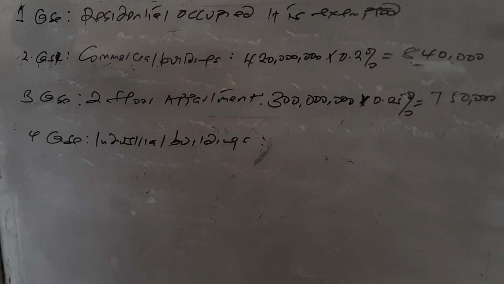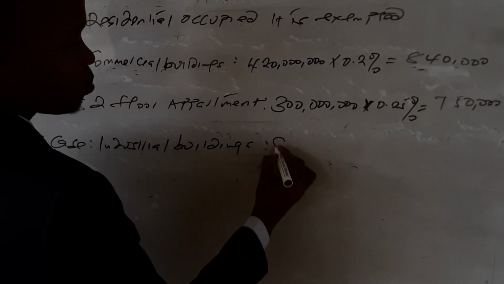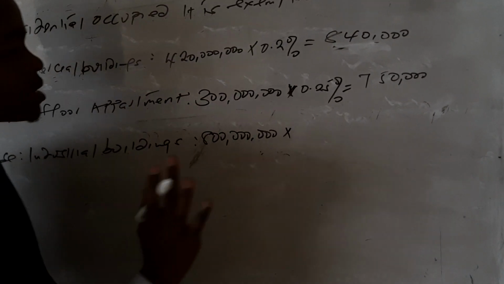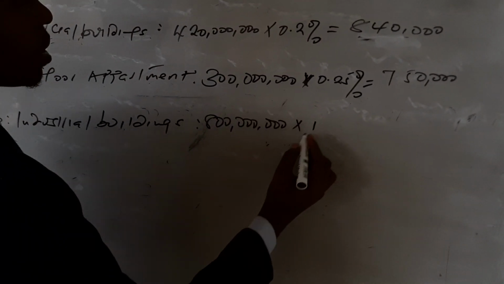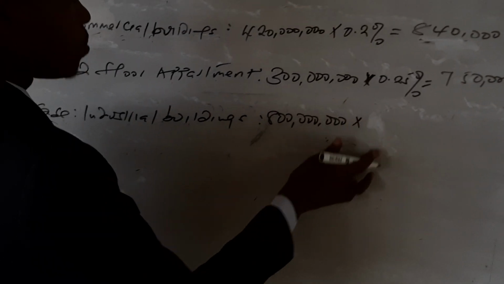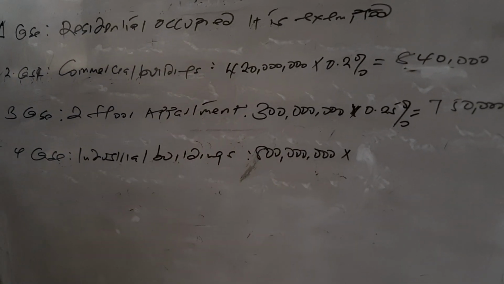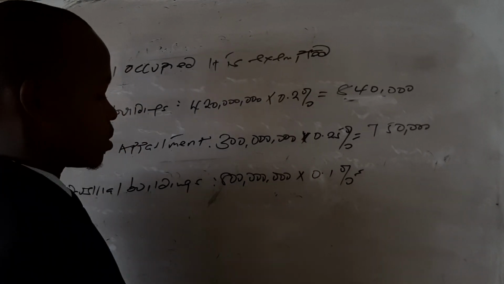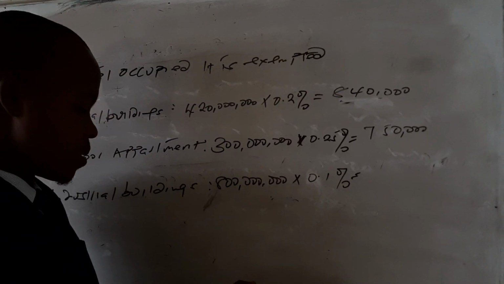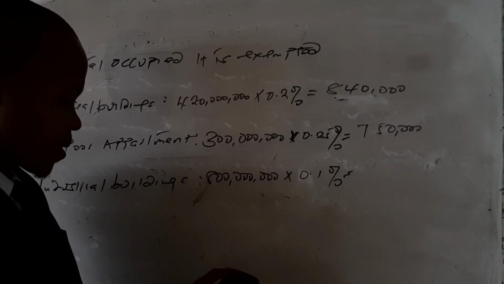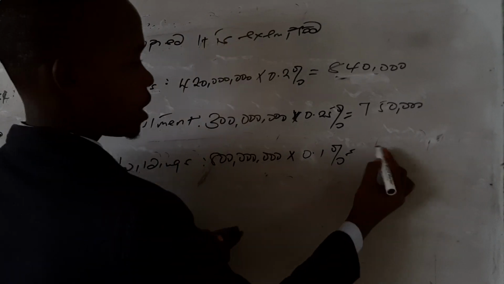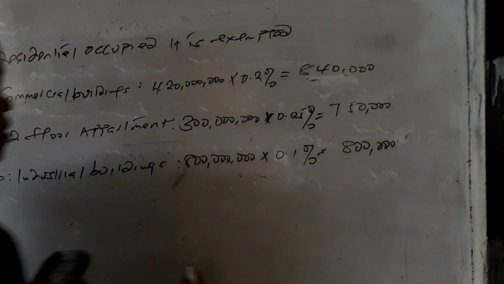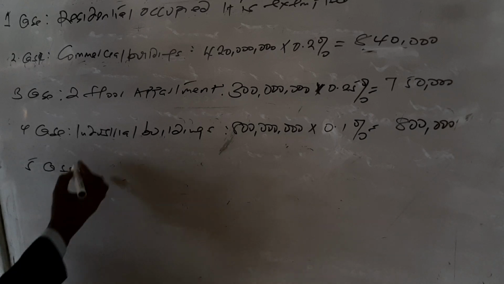The fourth case is the industrial buildings, worth 800 million. Remember, we said that for industrial buildings the rate remains 0.1%. So industrial buildings is 800 millions times 0.1%, which gives you 800,000 Rwandan francs. Then the fifth case is the 5-floor apartment.